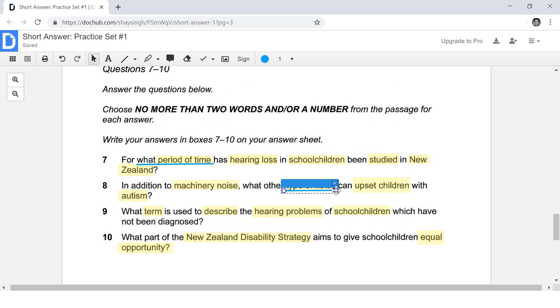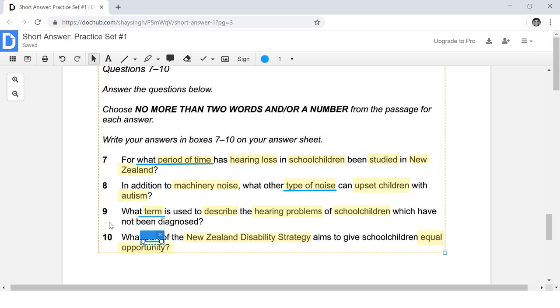That's the specific information that we are looking for in number 8, the type of noise that can upset children. For number 9, we are looking for a term, what term is used, and finally, for number 10, we are looking for a certain part. So this is going to be a noun. Our answer is going to be a noun. Matter of fact, it seems that for number 8, 9, and 10, our answer is going to be a noun.